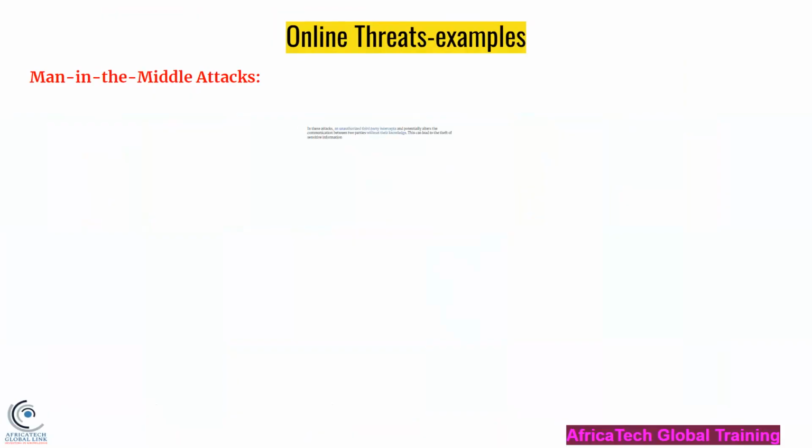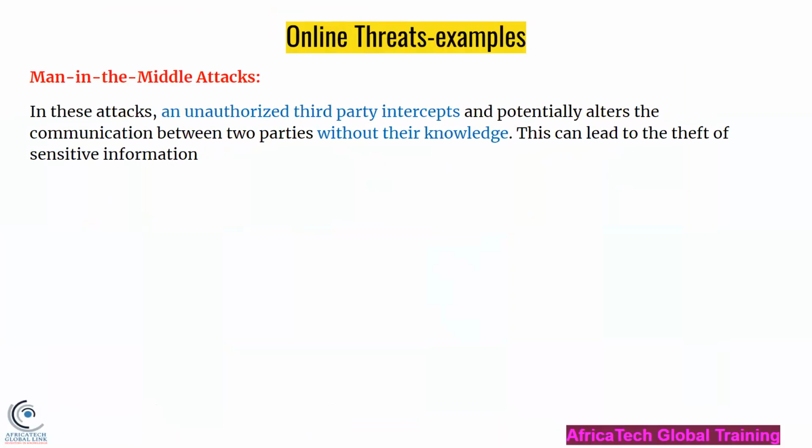The man in the middle attack, right? This is something very important in cybersecurity, you should know. The man in the middle, who is that man? In this attack, an unauthorized third party intercepts and potentially alters the communication between two parties without their knowledge. This can lead to the theft of sensitive information, right? You are communicating with me right now, and we call him the man in the middle because he comes and intercepts, and he's stealing our information.